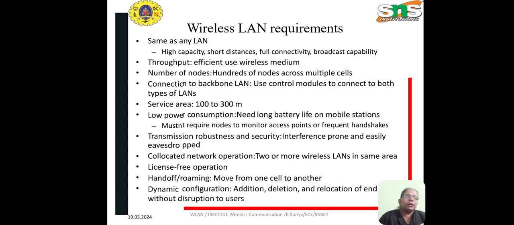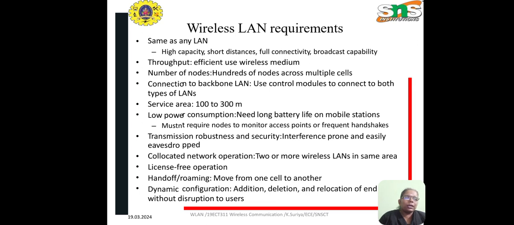Let us see the requirements of WLAN. It has the same requirements as any type of LAN. It has high capacity, short distance, full connectivity and broadcast capability. The throughput is very high, which is very efficient for use in the wireless medium.